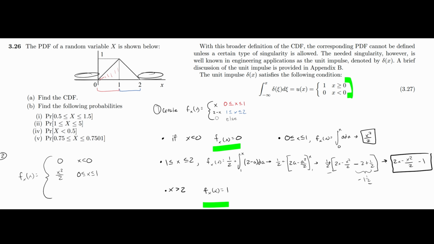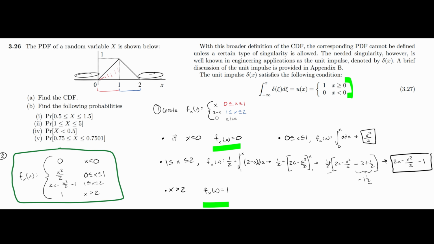and then we have 2x minus x squared over 2 minus 1, if 1 is less than or equal to x, and x is less than or equal to 2, and then lastly we're just going to have it as 1 if our x is greater than 2. So that's going to be the answer to the first part, how we would go about doing it. And in the next video, we are going to look at how to find the following probability.